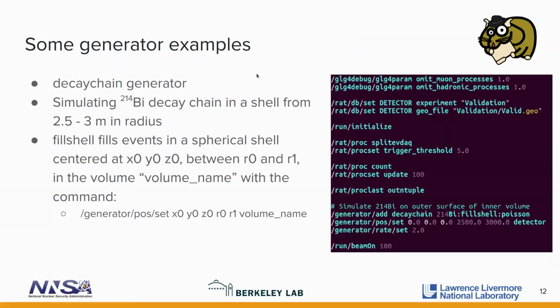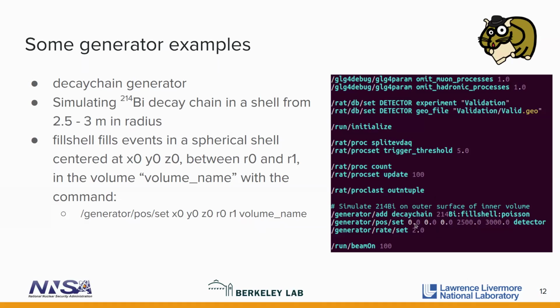So this first one, using this decay chain generator, simulates some bismuth 214 isotope, which chains in a, so that's the first option here. The next option then is fill shell. So I can fill a shell centered at some point and between 2 radii from that point. And then again, I use the time generator. So this decay chain allows you to simulate decay chains, and there's a whole bunch of different isotopes available in RAT by default.